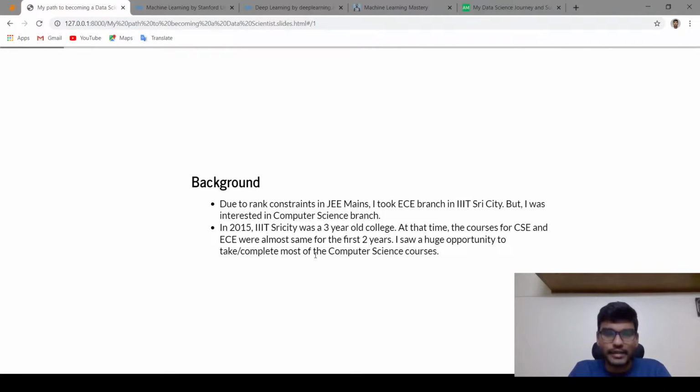After my intermediate, due to rank constraints in JEE Mains, I had to take the ECE branch in Triple IT Sri City. But I was really, really interested in the computer science branch, but I couldn't get into CSE. In 2015, at that time, the college was just a 3-year-old college, and there were only two branches, computer science and electronics and communications engineering.